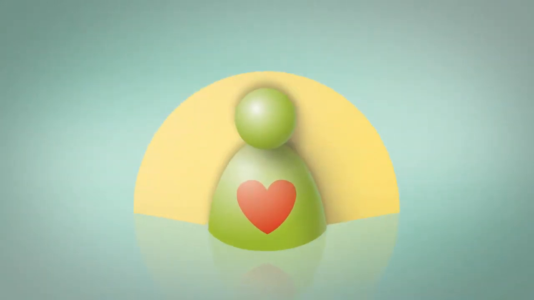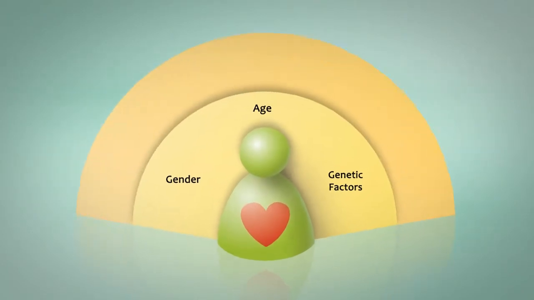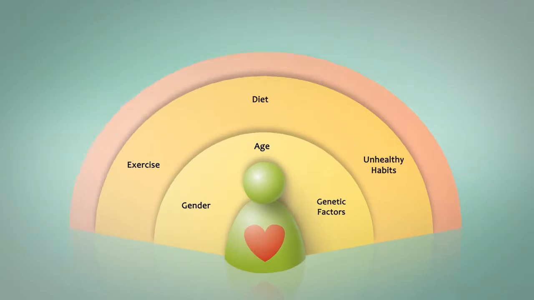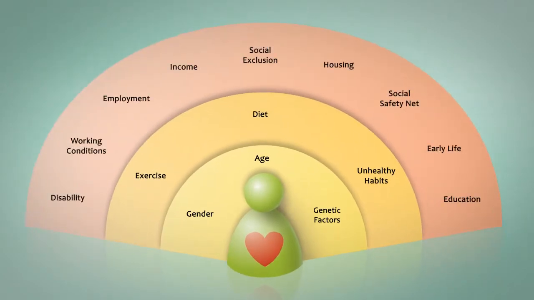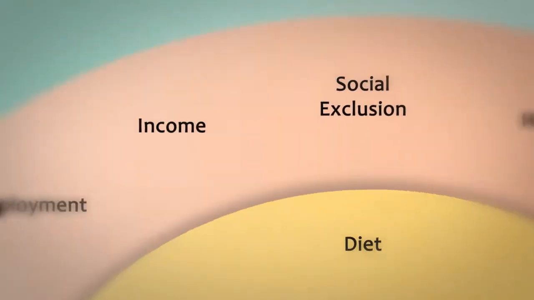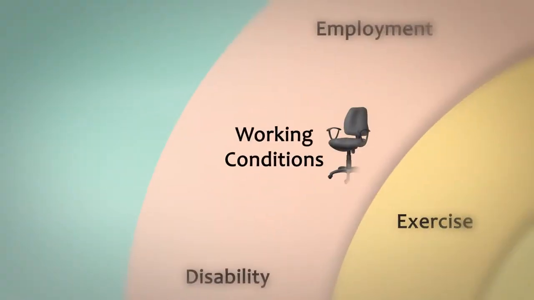We commonly think that our health is affected by our age, gender, and genetic factors that we inherit from our parents. Most people realize that our health is also affected by lifestyle factors, like how much we exercise, what food we eat, and unhealthy habits such as smoking and excessive drinking. However, these factors are only a small part of what affects our health. Other factors include our social relationships with our friends and within our community, our income, our education, and our working conditions.